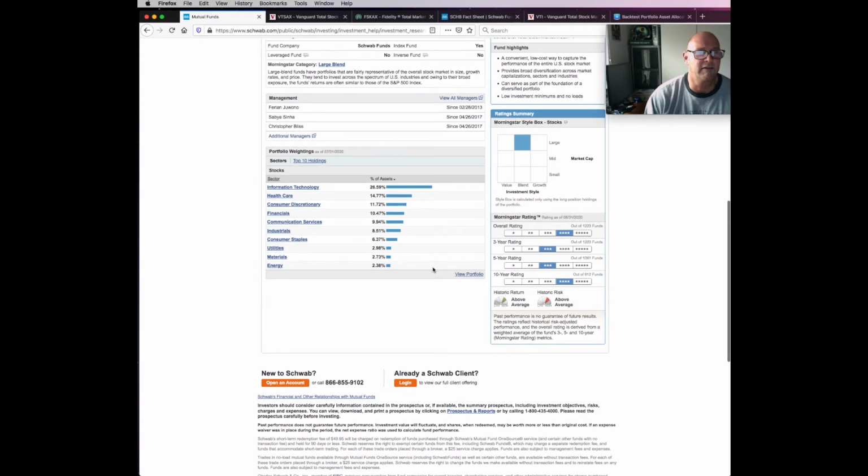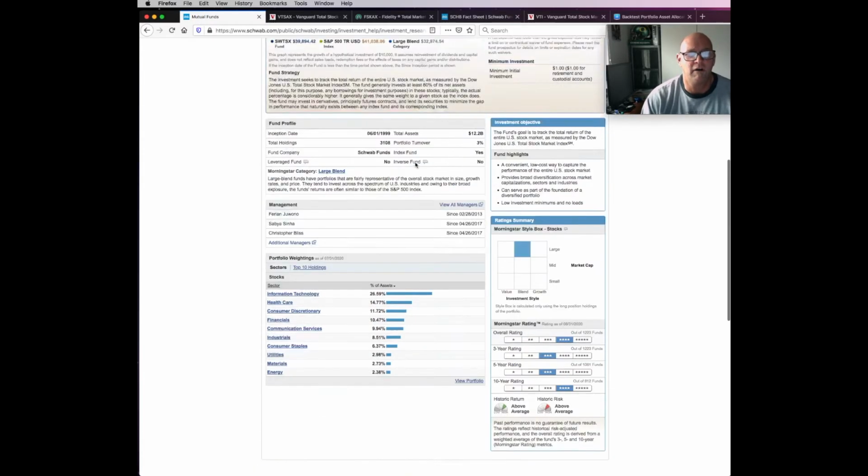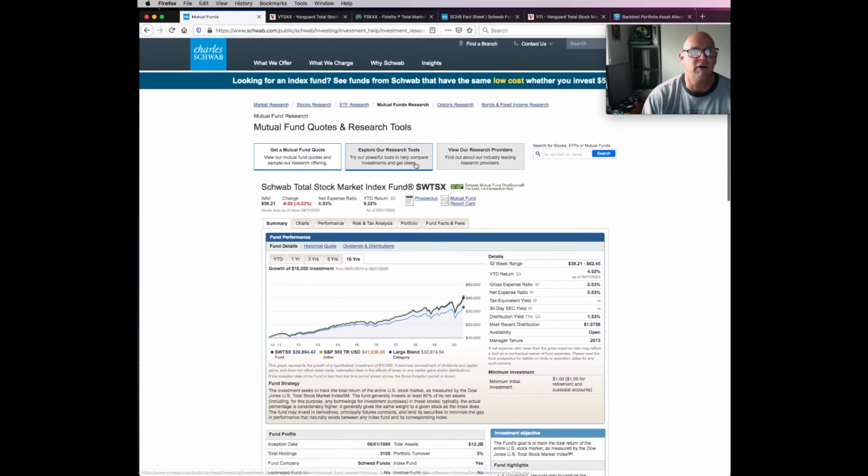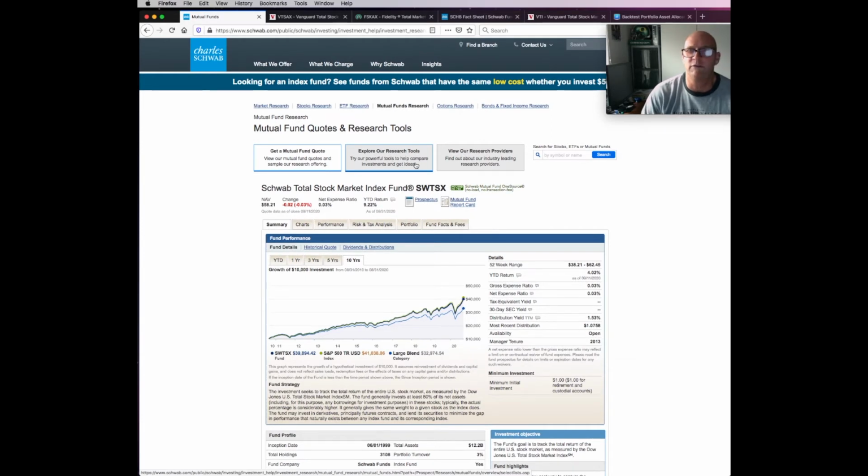Look at the breakdown of the top holdings. Information technology is about 26.5%. Healthcare's 14.75%. Consumer discretionary 11.75%ish. And financial, being the last of the four big ones, is about 10.5%. And then the rest break down. All right, so if you're in the Schwab family, that's a good one for you.